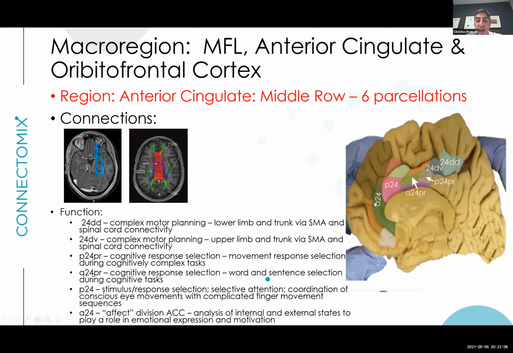Finally, we've got P24 and A24. What P24 does is it coordinates conscious eye movements with complicated finger movement sequences. So I like to think of this as the parcellation that potentially I use when I'm doing complex brain surgery, dissecting an artery off a tumor or an aneurysm. It's sort of integrating complex hand movements with my ability to see what I'm doing. A24 fits more with the default mode network. So it's an affective division of the anterior cingulate cortex, and it's responsible for assessing internal and external states and linking that to our emotional expression.